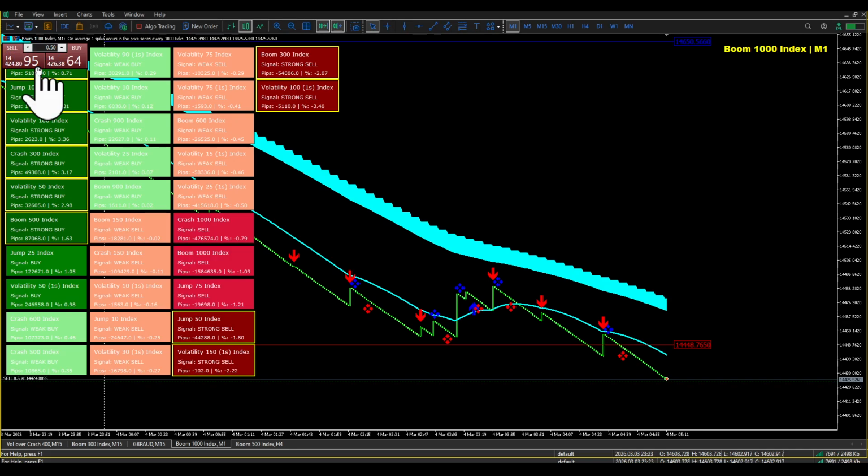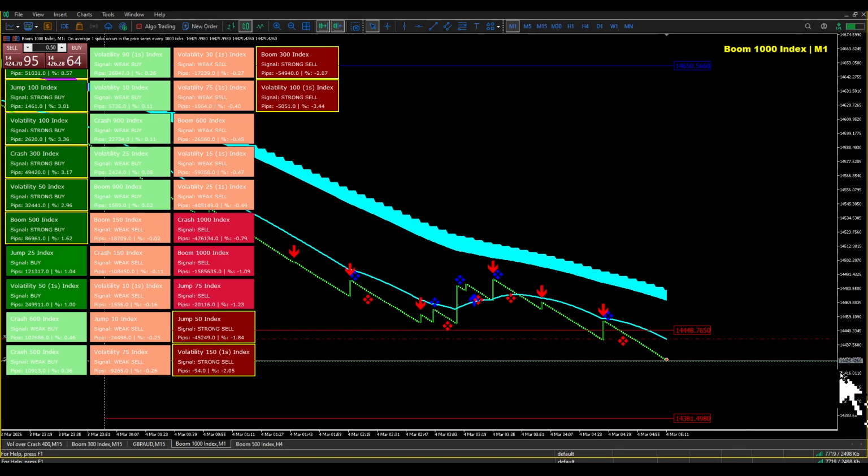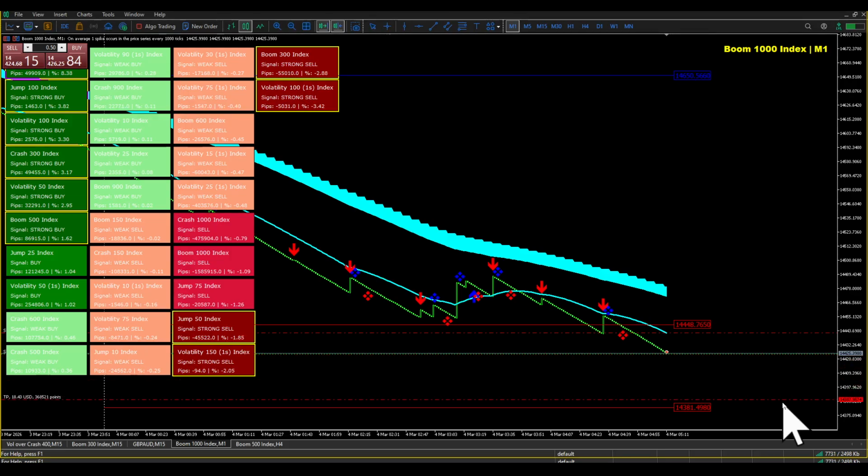Let me just raise my lot size, okay? Just like this. And then we'd put our stop loss at that stop loss line. And then we can just drag our TP to the next level, just like that, okay? So that's basically how we would trade on the lower time frames, okay, guys? So it's that simple.